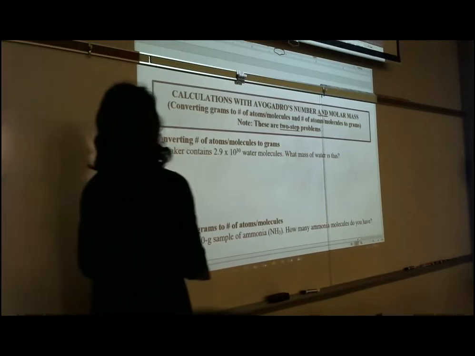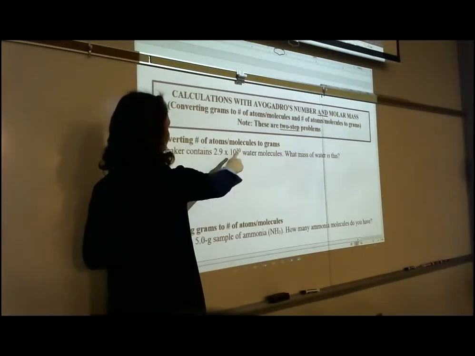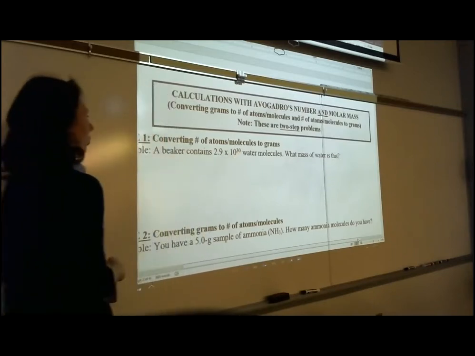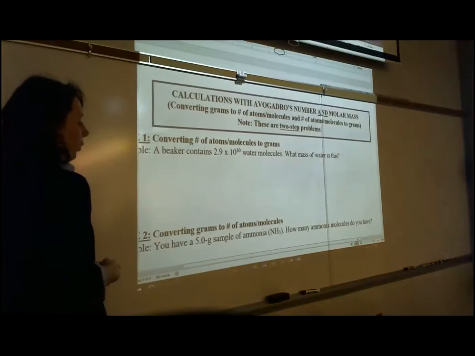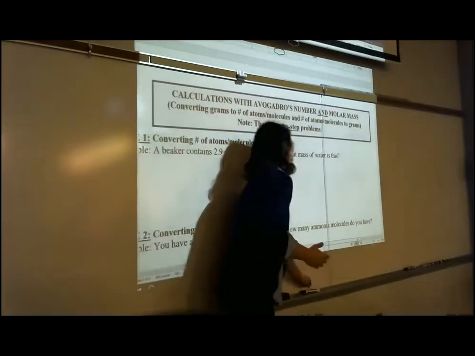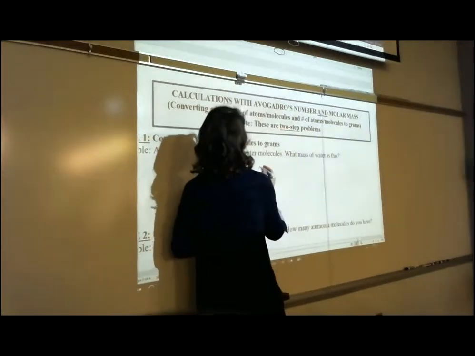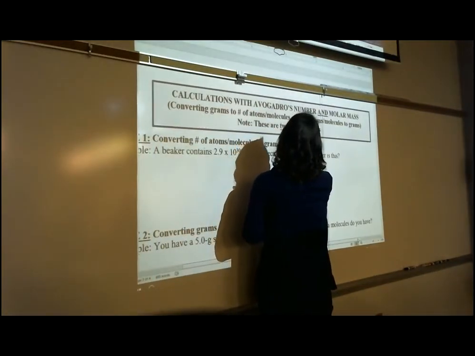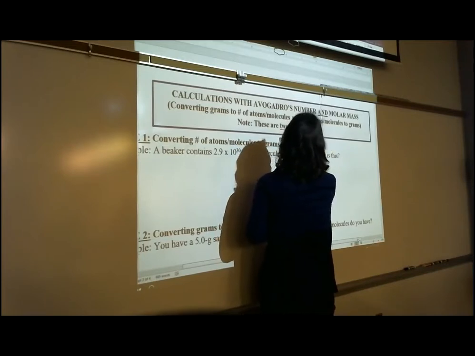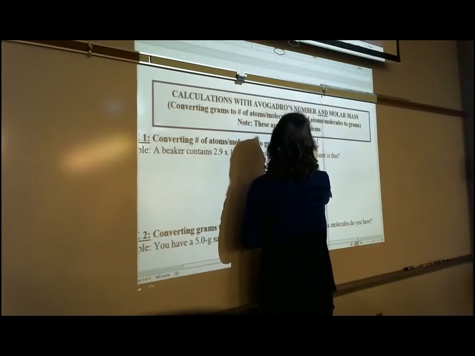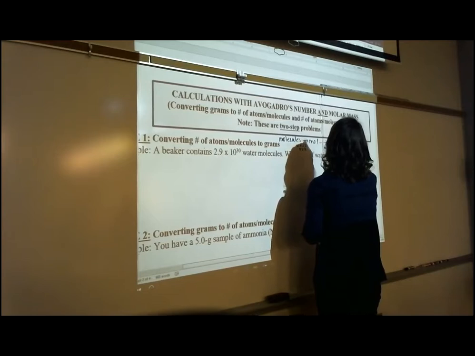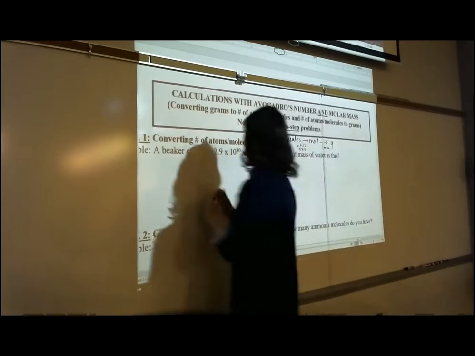So let's go this direction first: converting number of atoms or molecules to grams. A beaker contains 2.9 times 10 to the 30th water molecules. What mass of water is this? I can't do this all in one step, right? I have to go molecules to moles, and that's when I'm using Avogadro's number. And then I go moles to grams, and that's where I use molar mass. So let's start.